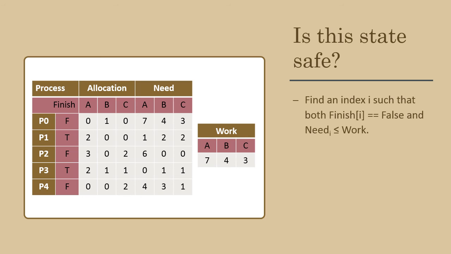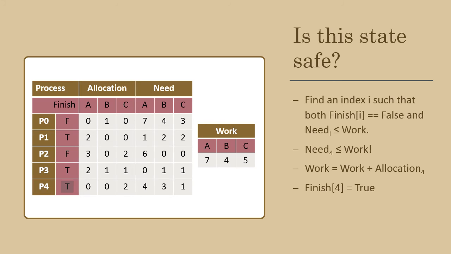Find an index i such that both Finish i is false and Need i is less than or equal to Work. Need 4 is less than or equal to Work. Work is Work plus Allocation. Work is 743. Allocation is 002. So Work becomes 745. Finish 4 is true. Now I will go back to P0.